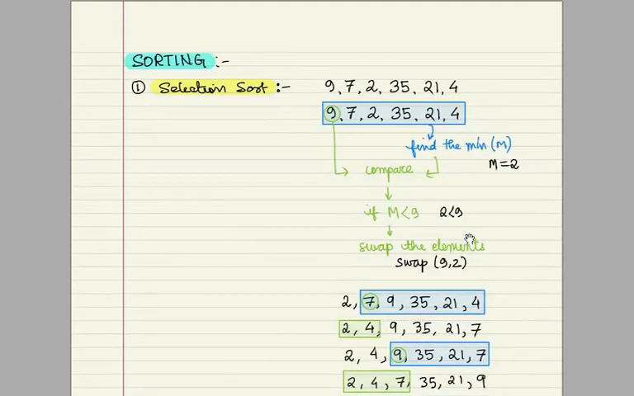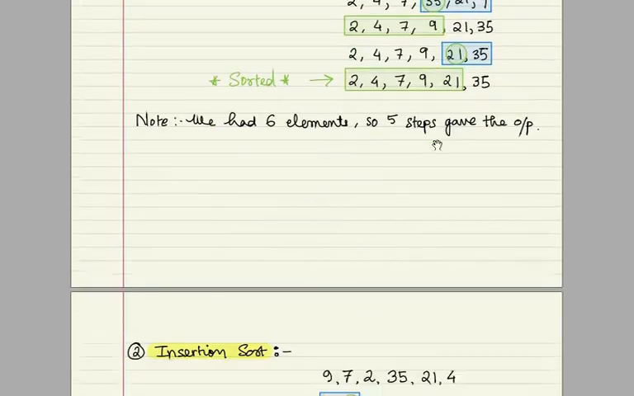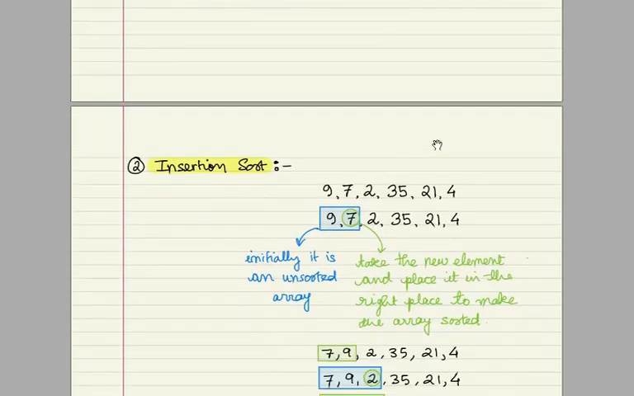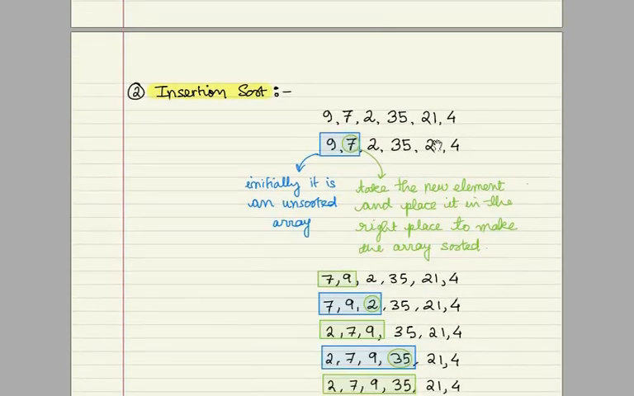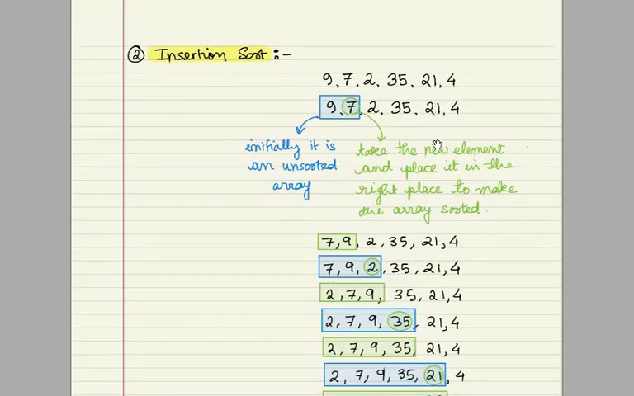Okay, so this is all about selection sort. You just need to remember that you have to find the minimum value of a particular set of elements, and we have to keep on shrinking that particular set in order to find the next minimum value. Okay, so then we move to the next sorting algorithm, which is called insertion sort, and it has to be approached in a different way.